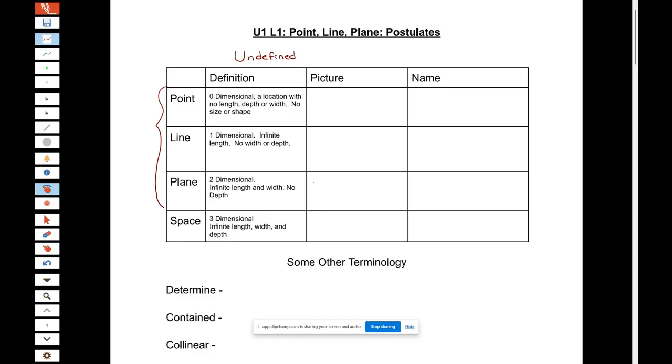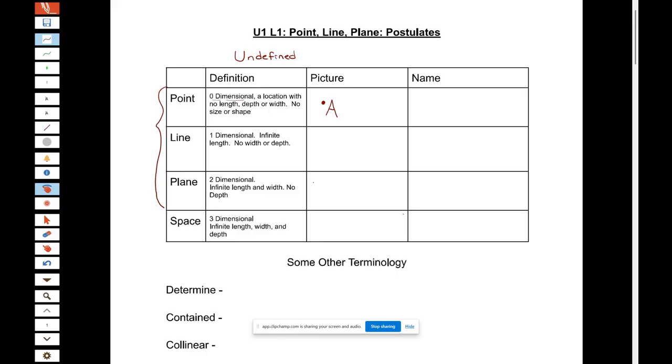Normally we use a dot to represent a point, but you can use a little dot, a bigger dot, stars, X's, little shapes, because it just lets you know where something is. Like when you graph (2, 3) on the coordinate plane, it's just letting you know where it is. So it doesn't technically have any dimension, which is why we say it's zero dimensional. It is a location with no length, width, or depth. No size, no shape.